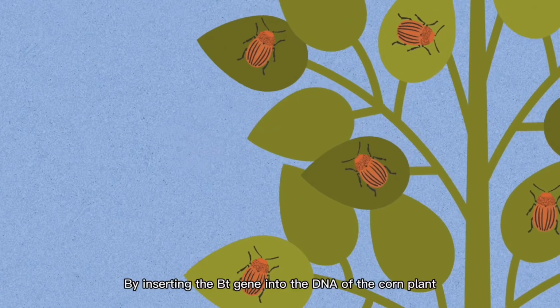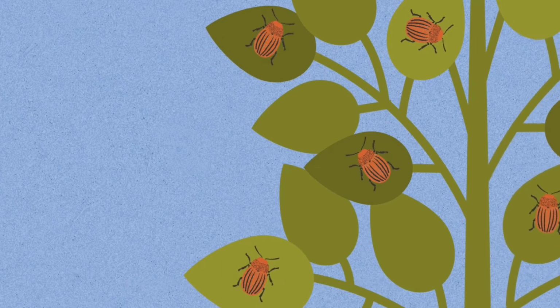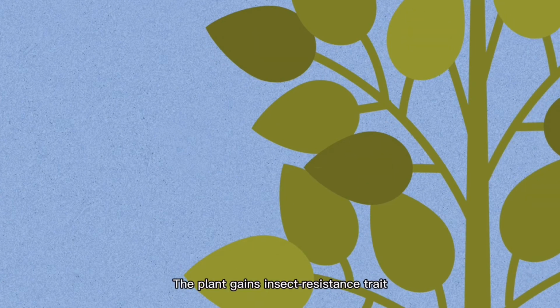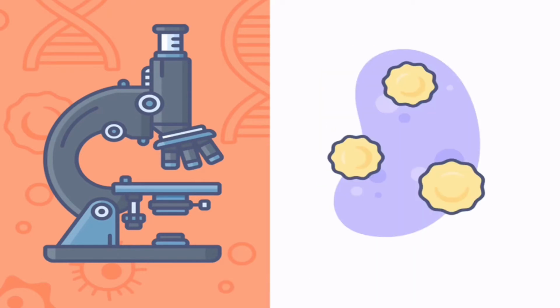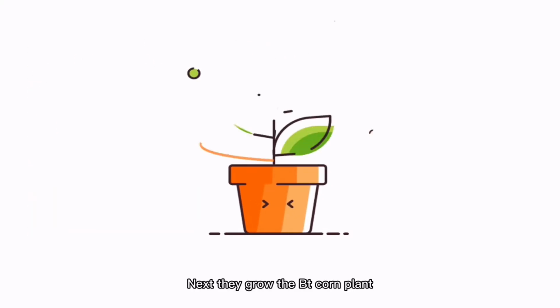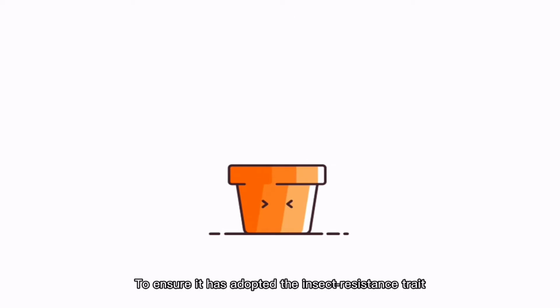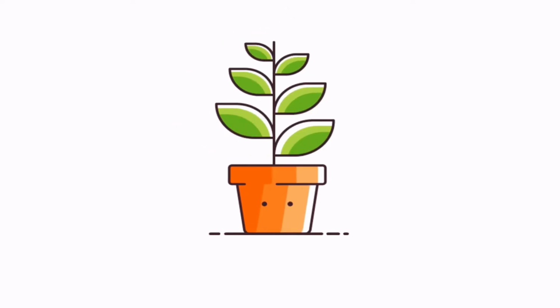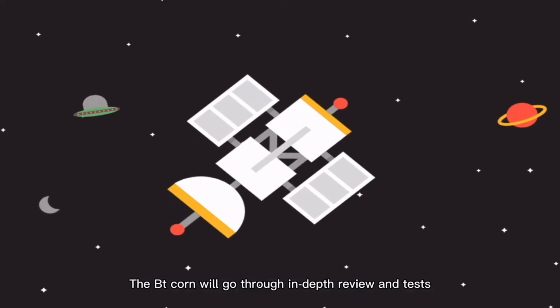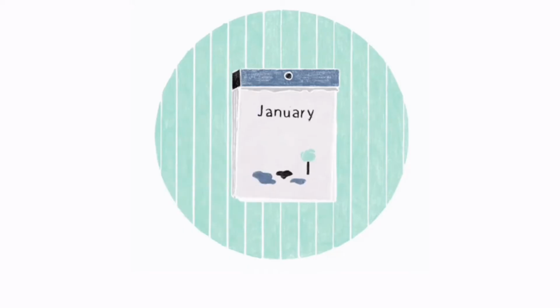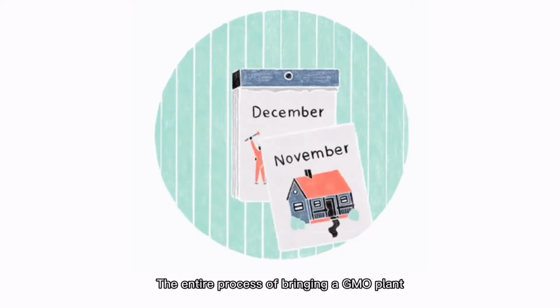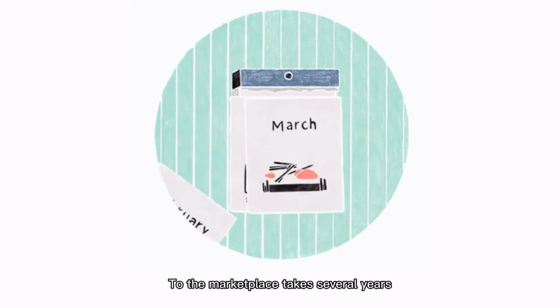By inserting the BT gene into the DNA of the corn plant, the plant gains the insect resistance trait. This new trait does not change the other existing traits. Next, they grow the BT corn plant to ensure it has adopted the insect resistance trait. The BT corn will go through in-depth review and tests before it is ready to be sold to farmers. The entire process of bringing a GMO plant to the marketplace takes several years.